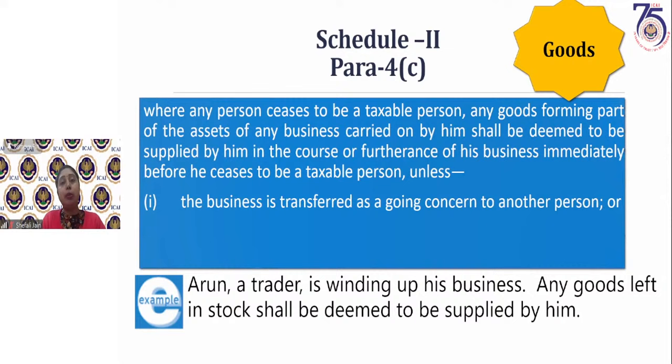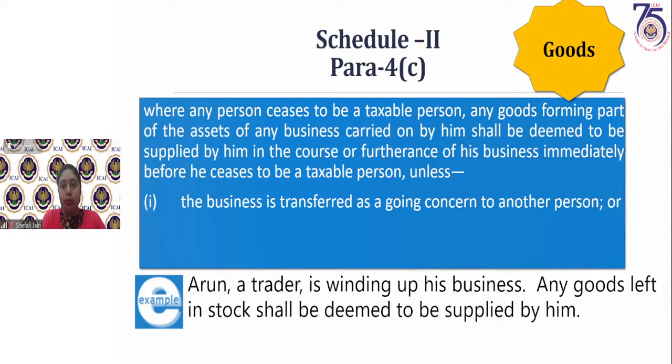But in case that business is sold or transferred as a going concern to another person, that means that business has not been discontinued. Actually, it has been transferred to some other person, and that person will continue this business from here onwards. So in that case, those goods will not be considered to be supplied at all. And there is no question of that supply being supply of goods or supply of services.